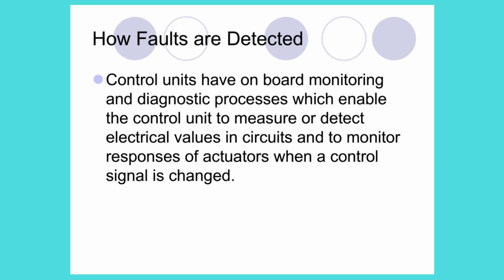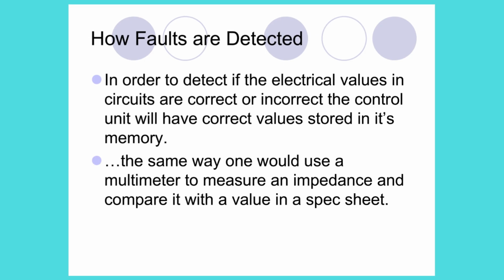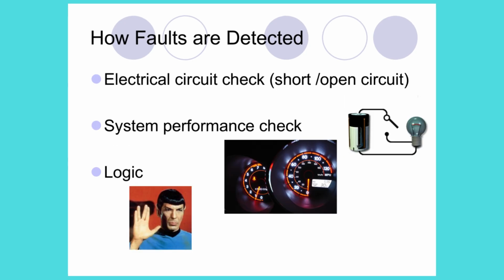Control units have onboard monitoring and diagnostic processes, which enable the control unit to measure or detect electrical values in the circuits and monitor the responses of actuators when a control signal is changed. In order to detect if the electrical values in circuits are correct or incorrect, the control unit will have the correct values stored in its memory. The same way one would use a multimeter to measure an impedance and compare it with the value in a spec sheet. Electrical circuit check, system performance check, or logic.